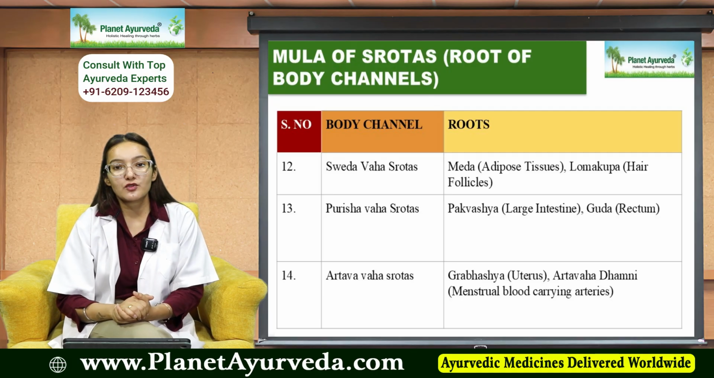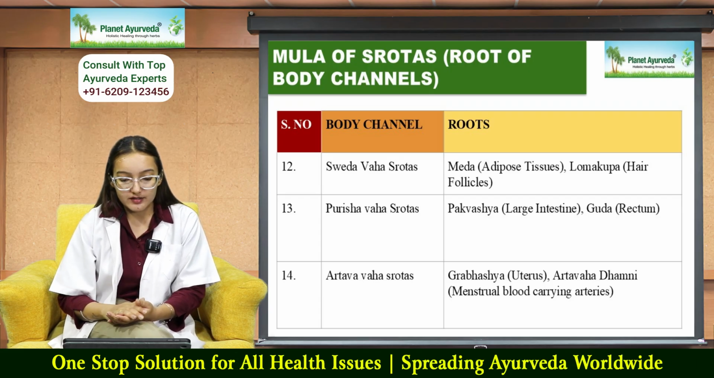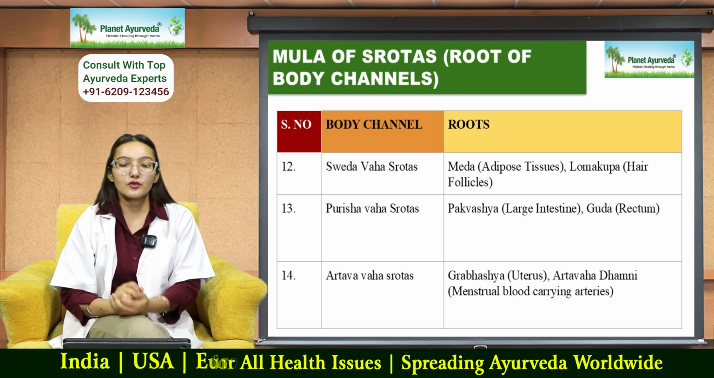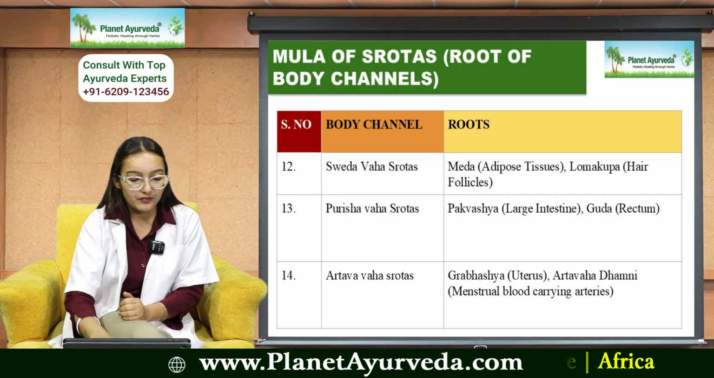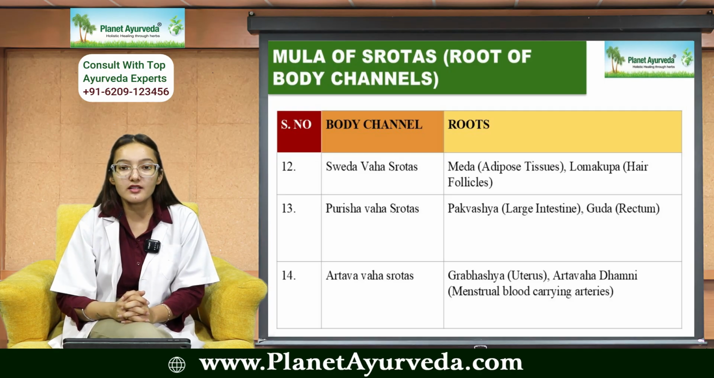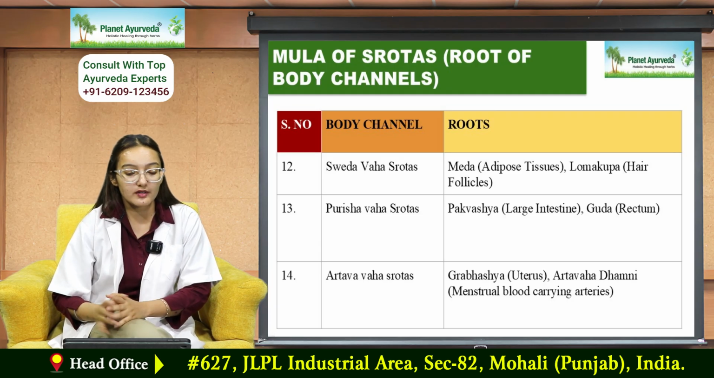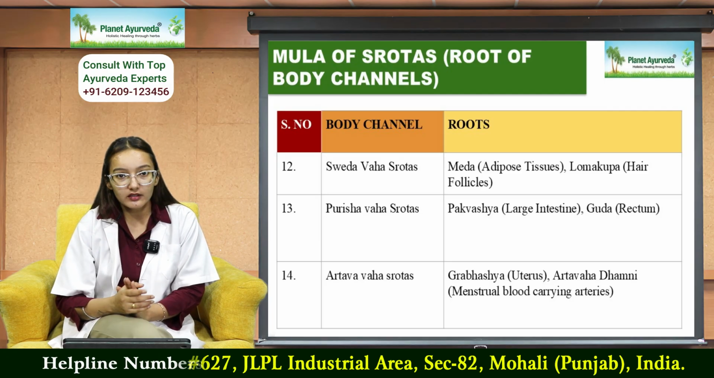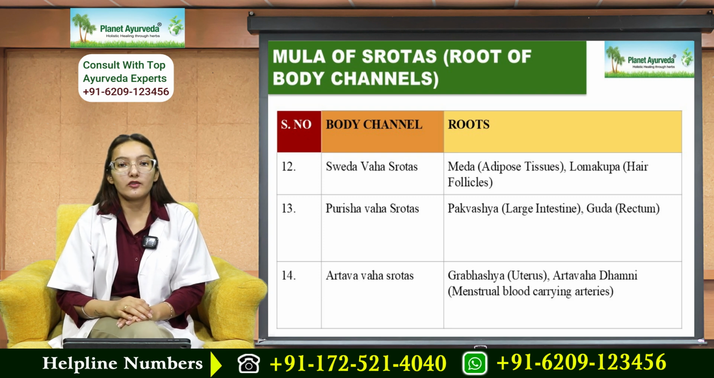Then comes the Purishvaha Srotasa. Purishvaha Srotasa originate from Guda, which means rectum, as well as the Pakwashya, which means the large intestine. Then comes the Artavaha Srotasa. So Artavaha Srotasa mool is, or the root is, Garbhashya, which means uterus, and menstrual blood carrying arteries. Last one that we have talked is Manovaha Srotasa. So their root is again heart and its 10 vessels, same as that of the Rasvaha Srotasa. They also originate from the heart and the 10 vessels. So till here we have discussed about the mool of Srotasa, or the roots of body channels.